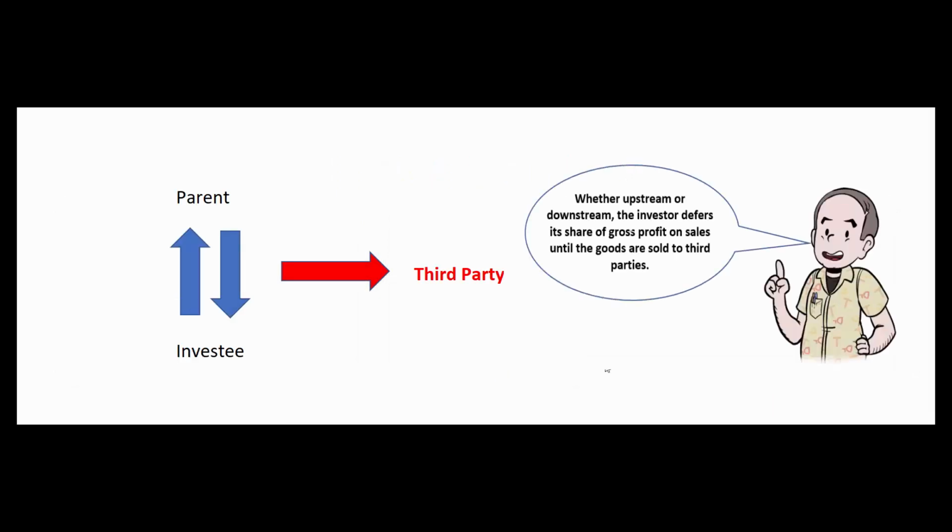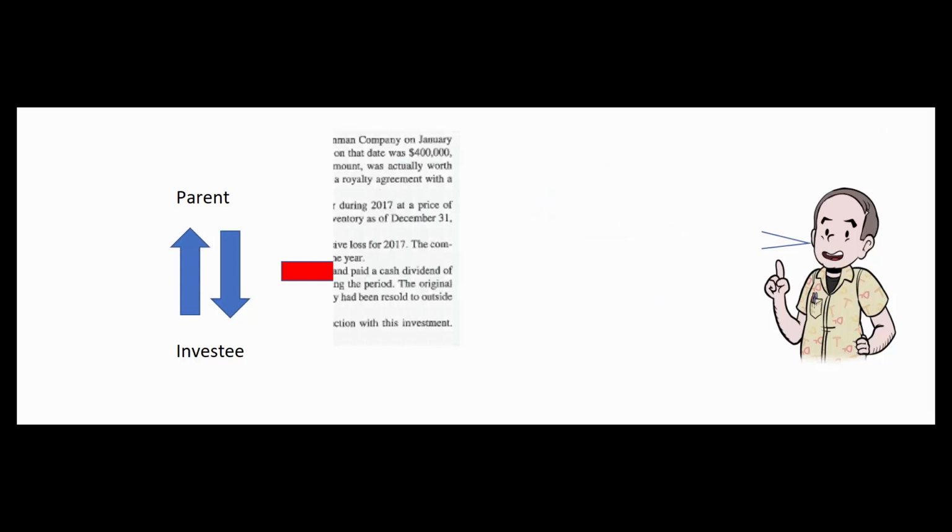In the equity method, it doesn't matter whether the goods are sold upstream or downstream. We're going to defer part of the gross profit on those sales until they get sold to an outside third party. Otherwise, the parent could just manipulate their income statement by forcing the investee, since they exercise significant influence, to accept sales from the parent to boost their gross profit for the year. All right, let's walk through an example. This will be much clearer when we walk through an example.